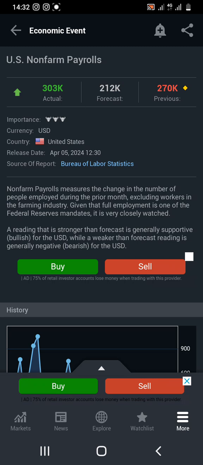Right now you can see the news they released today, 5th April 2024, 12:30 in the afternoon. You can see the actual was 303,000 people that they employed. You can see the difference. If they employed 303,000 people this month, that means the dollar is good. That's why the US government employed more people than last month. So if the government employed 303k people, it's going to affect BTC, it's going to affect cryptocurrency.